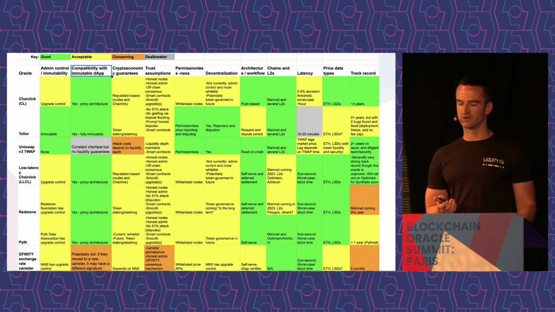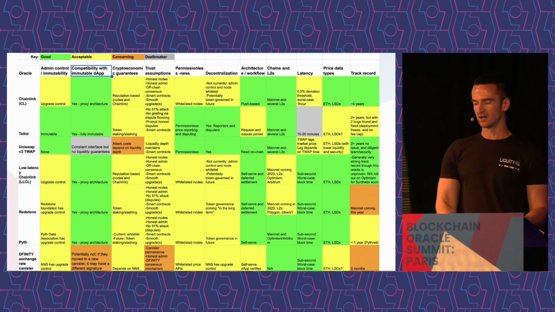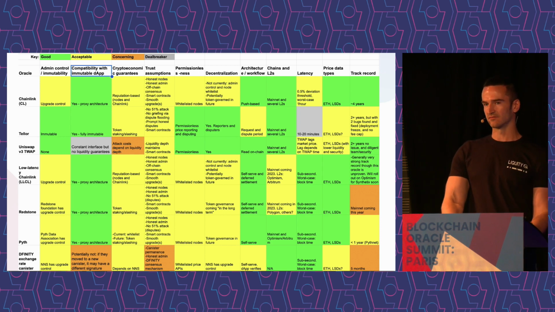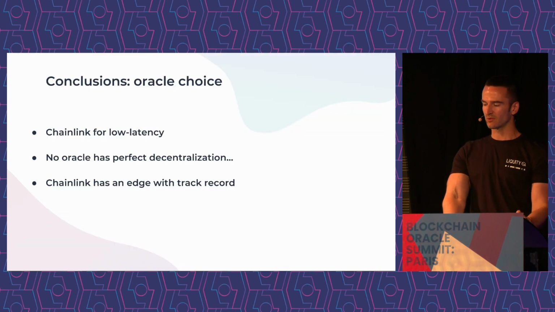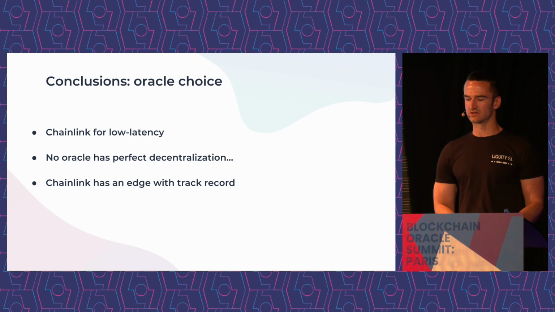So if we're choosing between them, it comes down to track record. And currently, Chainlink clearly has the best track record, just in terms of battle-testedness and being live for like 5 years with few issues and good quality control. So Chainlink probably has the edge, but we're open to other solutions there.